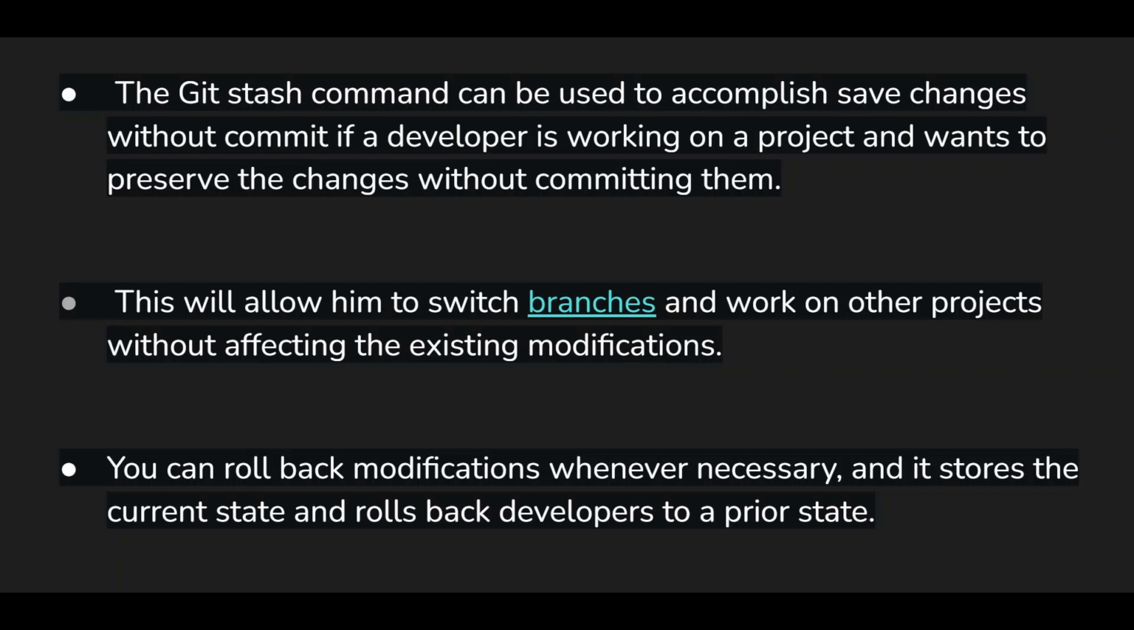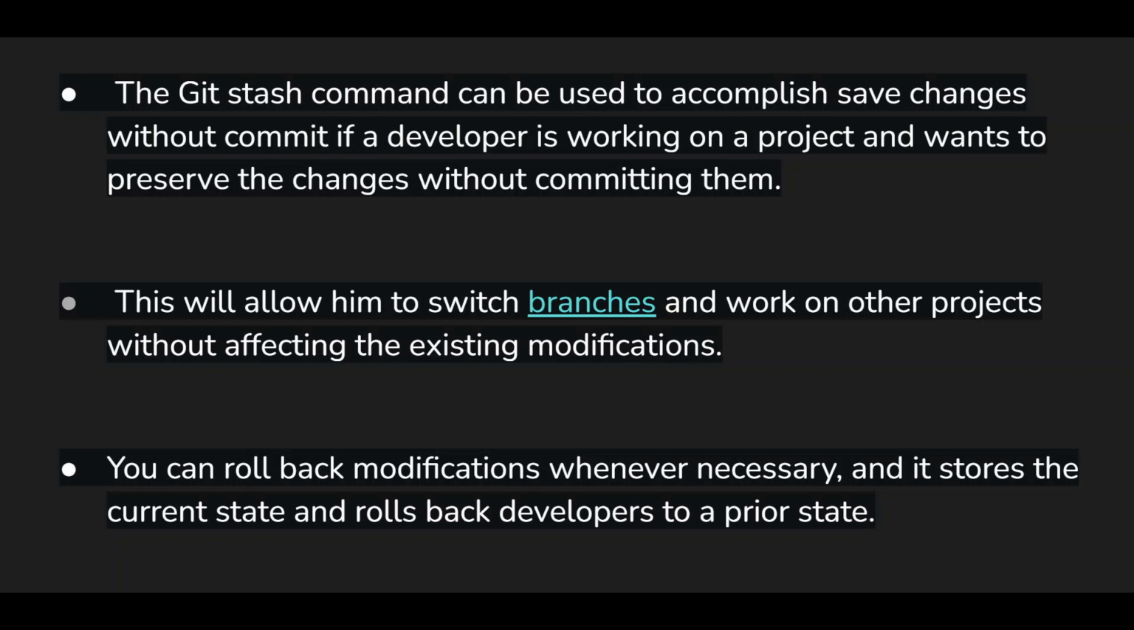You can roll back modifications whenever necessary, and it stores the current state and rolls the developer back to a prior state. So basically, guys, if you are working on a project and making a few modifications, but those modifications are not ready to commit in a branch, and suddenly something comes up and you need to switch the branch and work on some other urgent development activity, in that case you don't want to discard the current changes present in your working directory. So how can we achieve this scenario, where you want to preserve the changes and also switch to another branch without committing the changes?